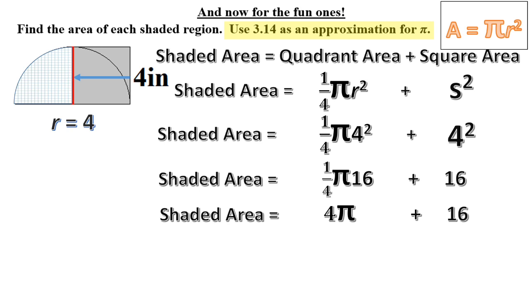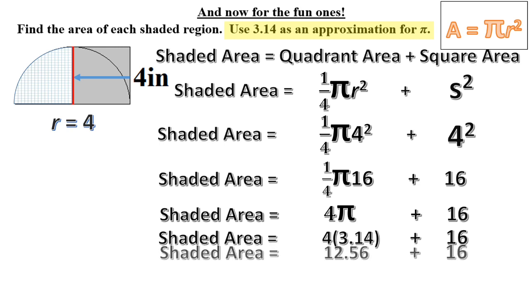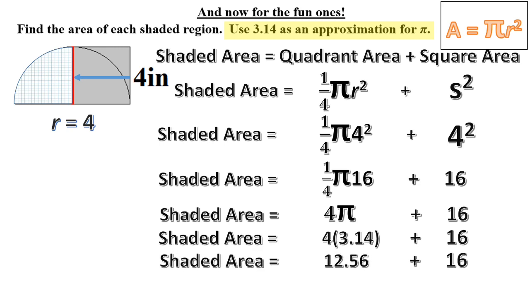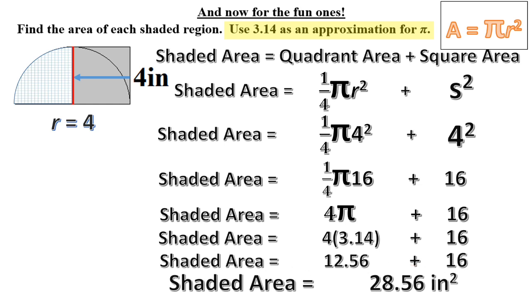So I'm going to plug in my approximation now. So I'll plug in 3.14 for pi. Multiply 4 times 3.14. That gives me 12.56, and then I can add that 16 finally to get my final answer of 28.56 inches squared. So that one was a little interesting. You had to steal the radius off of the square and just add a quadrant to it.